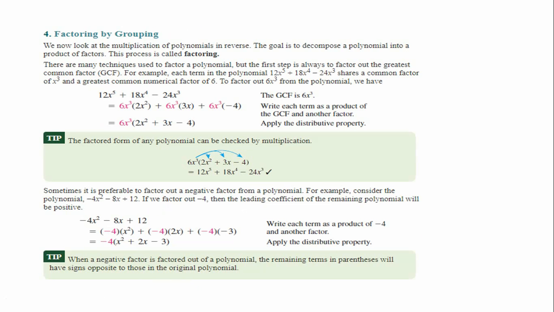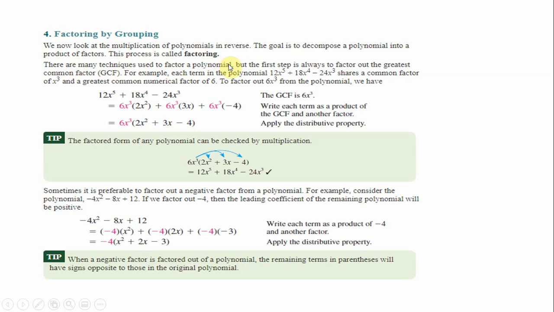So we're going to want to go back and forth between expanding things out, multiplying them out, and then bringing them back into a factored form. We like to have them factored for a number of reasons. One, if we're doing division, we can cancel out common factors between the numerator and the denominator. So we now look at the multiplication of polynomials in reverse. The goal is to decompose a polynomial into a product of factors. This process is called factoring. So we're going to spend quite a bit of time in the course doing factoring. It simplifies things. We just need to know how to do this.